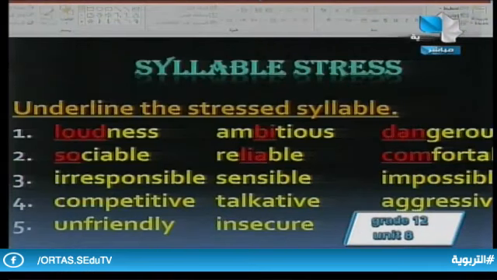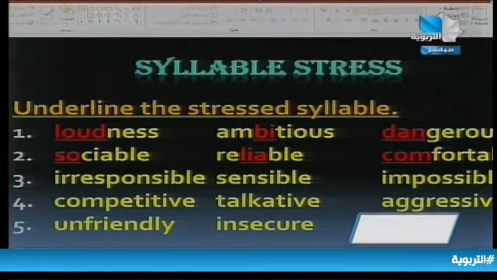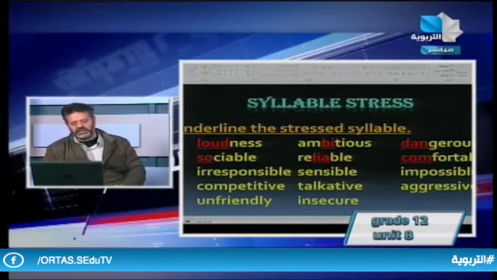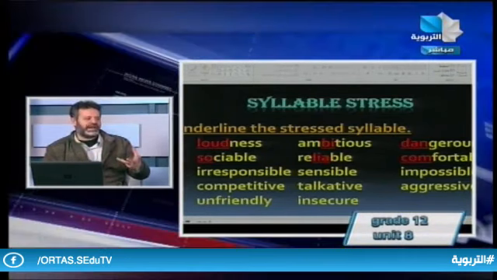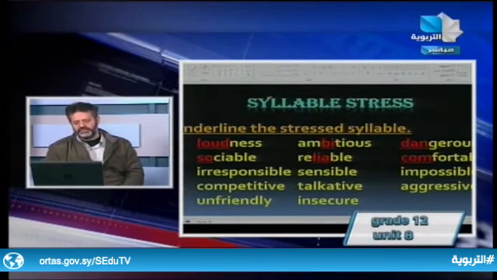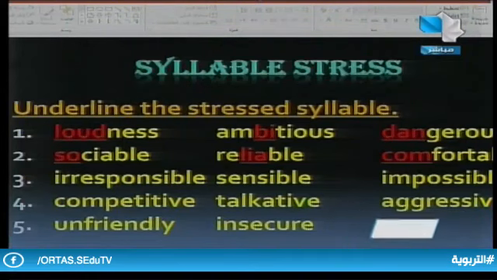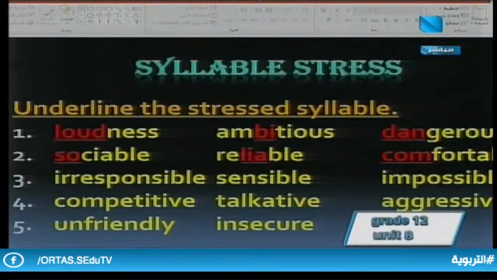Yes, please, Mr. Mazin. The second word is reliable. It means to depend on something. So the stress is on the second syllable, which is "lie." Reliable. So "lie" here is the strongest syllable in the word. Very nice.